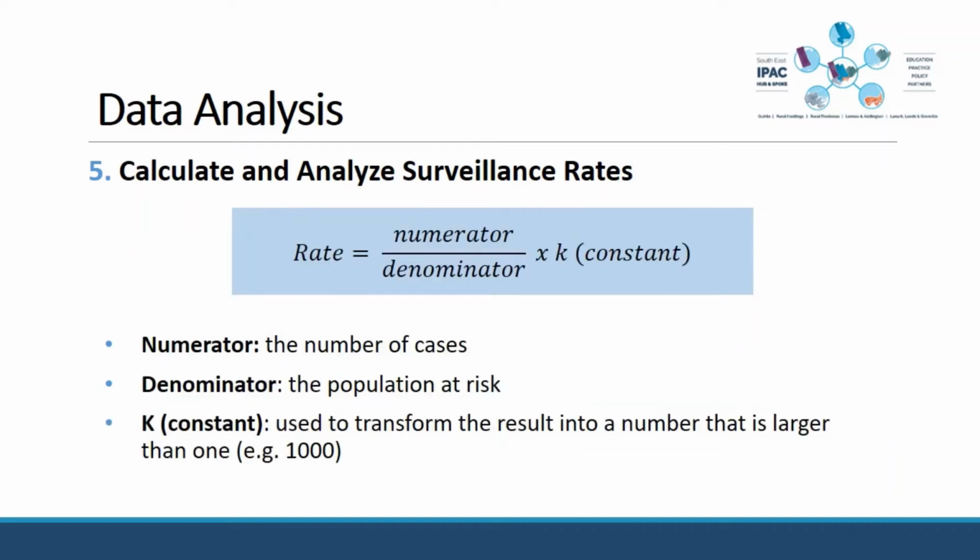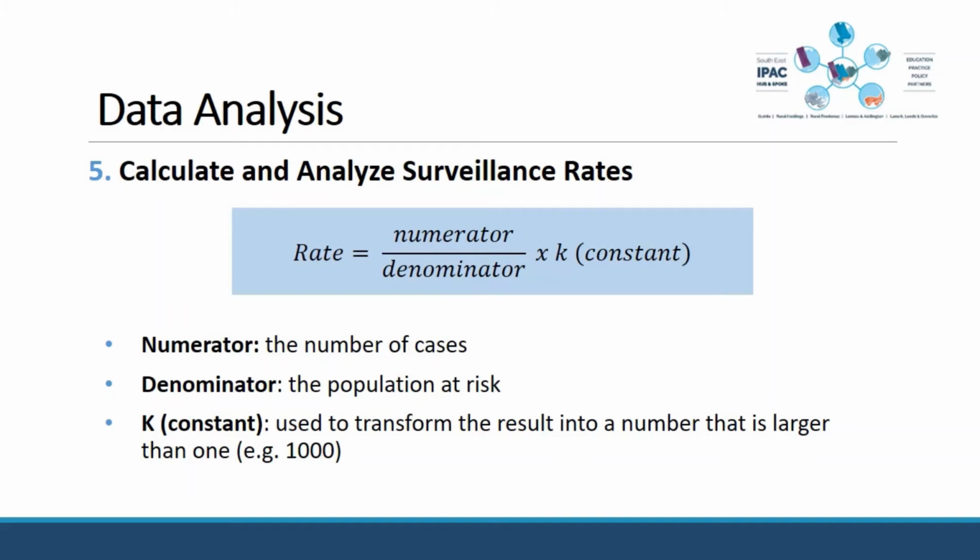The general rate equation is seen here in the blue box. As Dana mentioned earlier in the presentation, your numerator is the number of cases in a specific population during a period of time, and your denominator is the population at risk during that same time period. Just a reminder that your numerator population is always a part of your denominator population. And then you have your K, which is a constant. Don't be too scared of this K, because it's just a number that's used to transform the result into a number that is larger than 1.